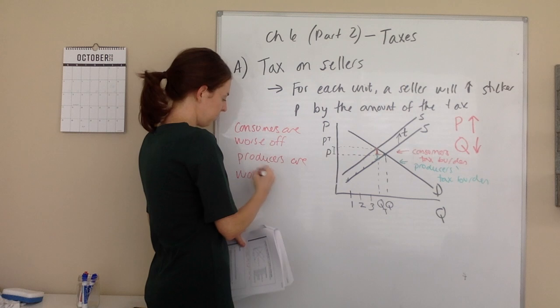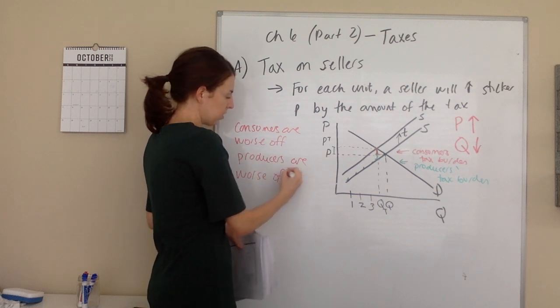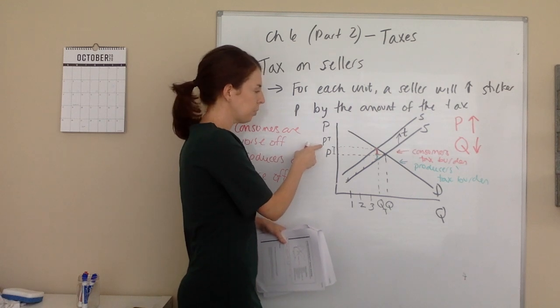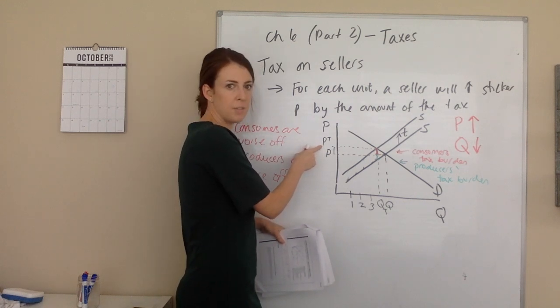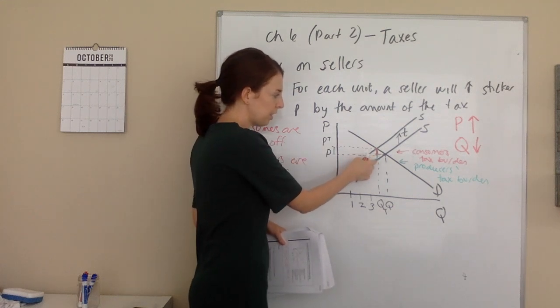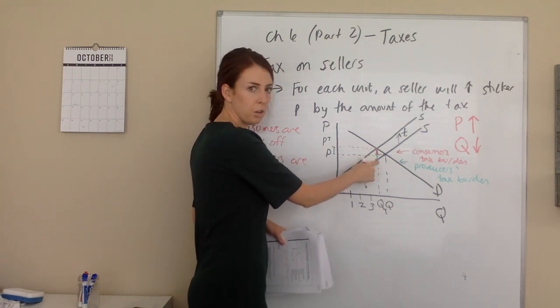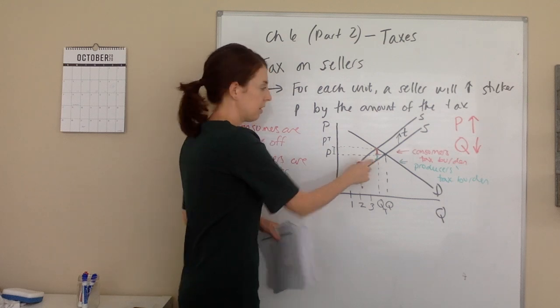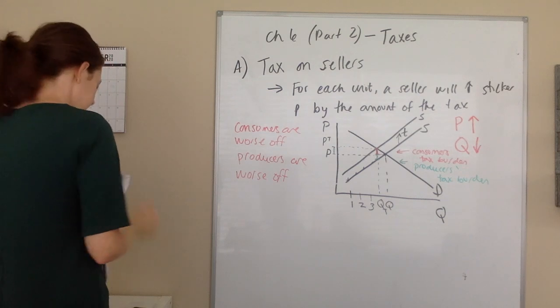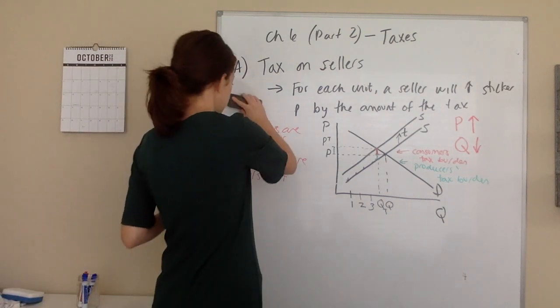And the reason they're worse off is because although the equilibrium price has increased, the increase isn't large enough to offset the extra amount of money that they have to pay in taxes. So this little green leg is the amount of money per bottle of Coca-Cola that they're now losing because of the tax. Okay, so this is the scenario when the tax is levied on sellers.